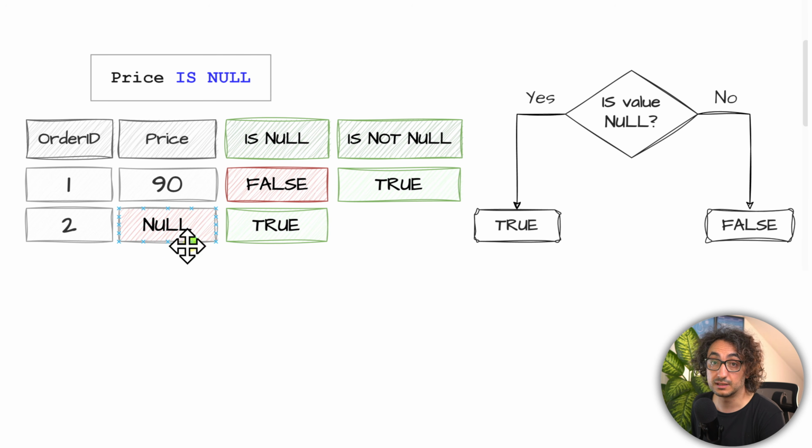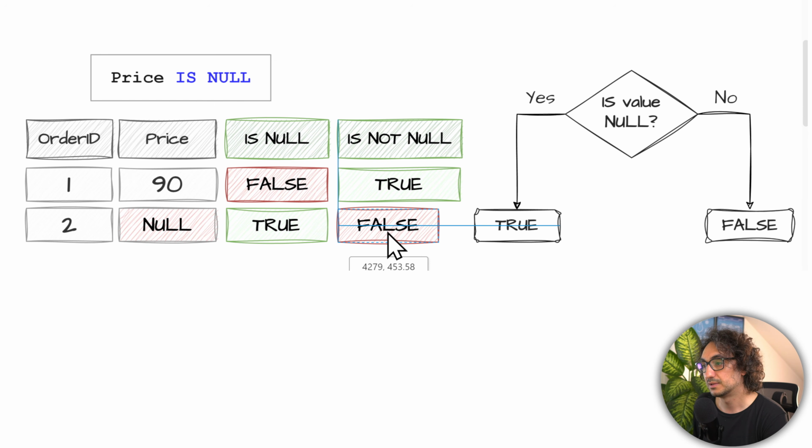So now for the second check, it is null, right? So the output is going to be false. We will get the exact opposite. So that's it. It's very simple how the is null and is not null works.